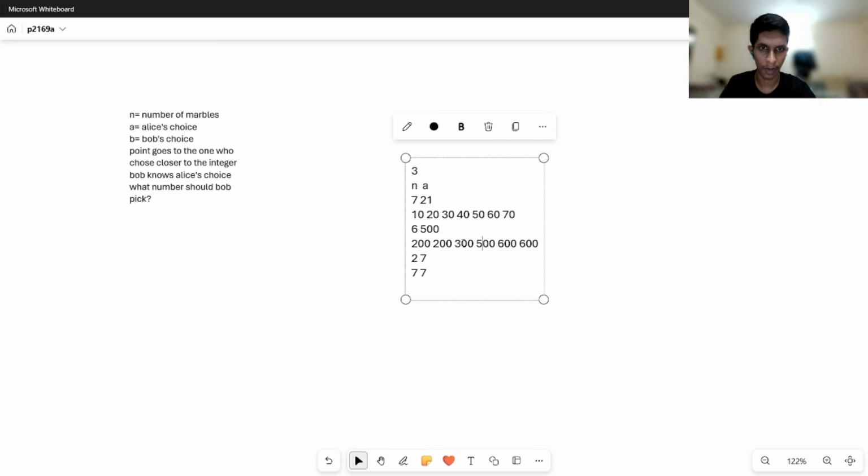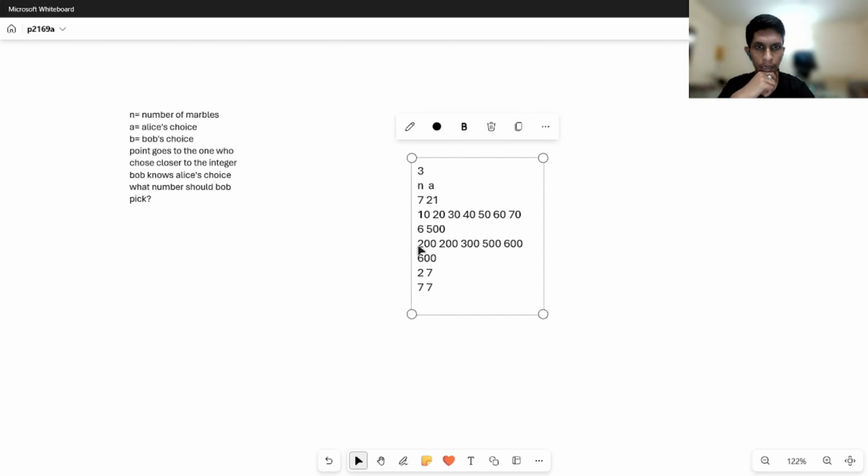But I don't think it will happen in this case, because if we choose between these two, Alice will still get 3 points. He'll be able to get these 3 points. If we choose between these two, 300 and 500, Alice will still get these 3 points, and we will be getting only these 3 points. So yeah, it will be a tie in this case. Let's move on to the third case.